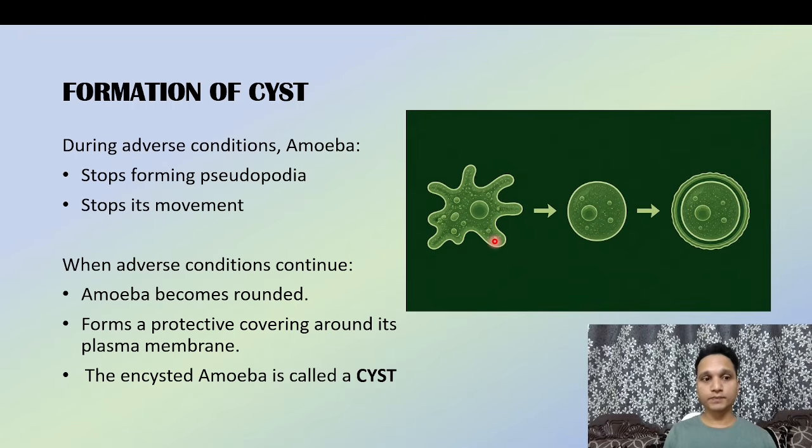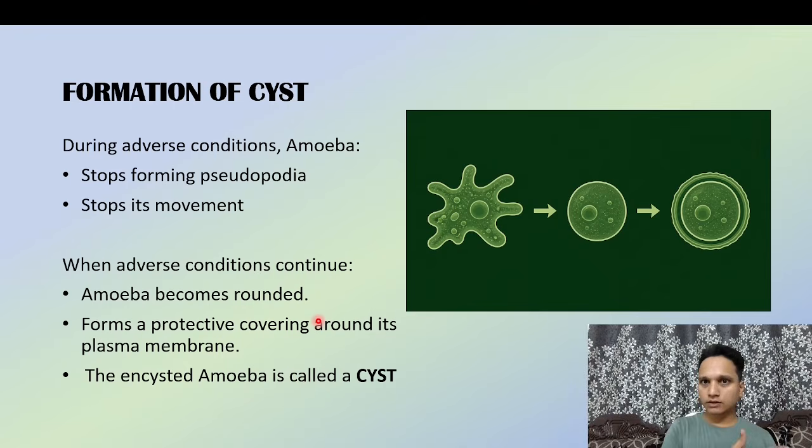So it stops the movement. And when the adverse conditions continue even after the formation of pseudopodia has stopped and it has become rounded, amoeba first of all forms a protective covering around its plasma membrane. This is a very important step. The amoeba is forming a protective covering around its cell, and that protective covering is called a cyst. The entire structure now is called a cyst.